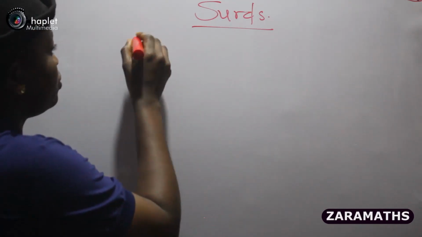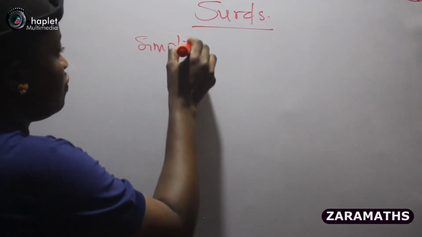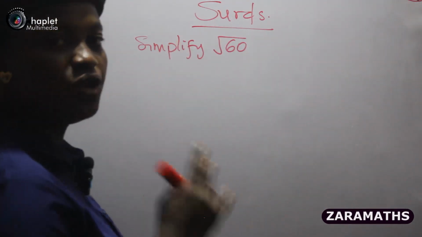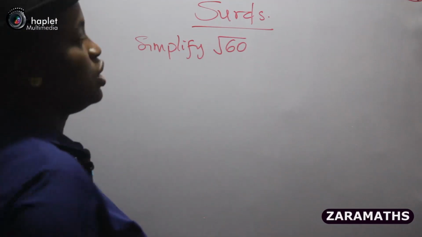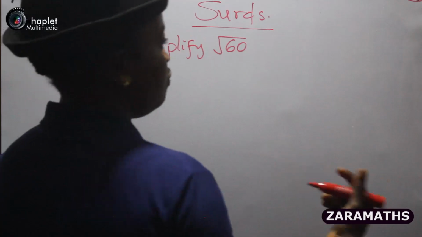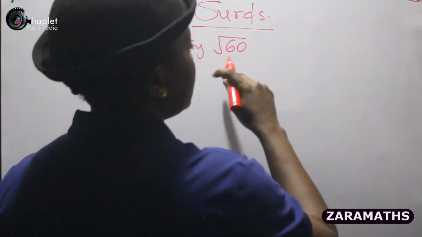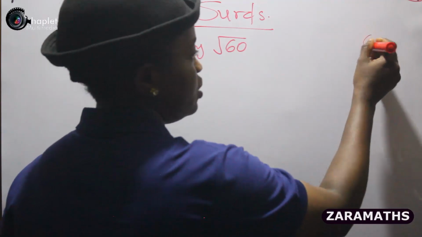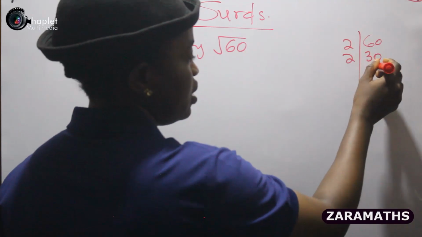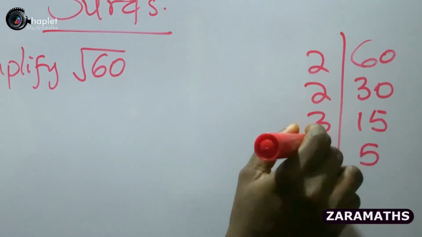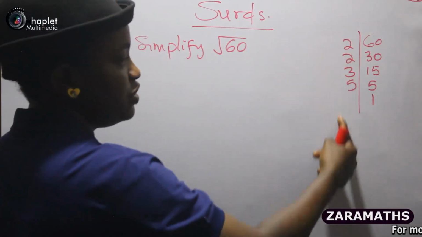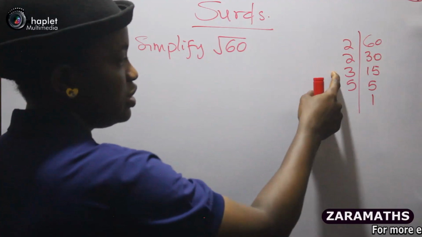Let's take an example: simplify the square root of 60. In this case, we can use two methods. We can use the LCM method or the factors method. Now, finding the LCM of 60: 2 in 60 gives you 30, 2 in 30 gives 15, 3 in 15 gives you 5, 5 in 5 gives 1. In this case, 60 can also be written as 2 times 2 times 3 times 5.